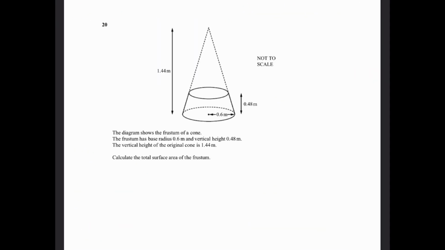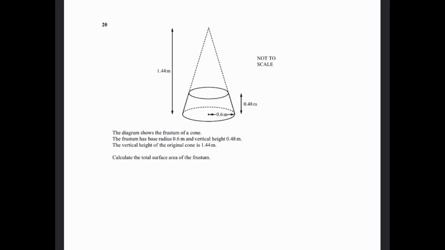Let's go to question 20. The diagram shows the frustum of a cone. The frustum has base radius 0.6 meters and vertical height 0.48 meters. The vertical height of the original cone is 1.44 meters. Calculate the total surface area of the frustum.